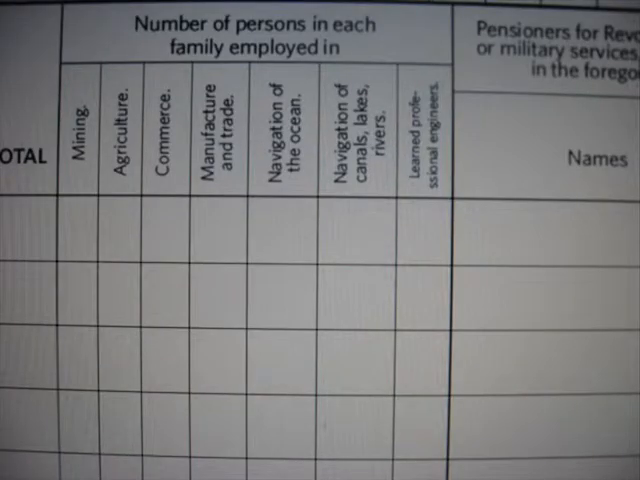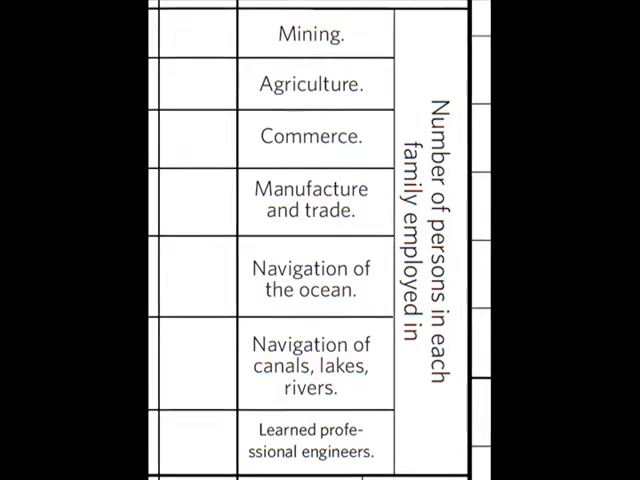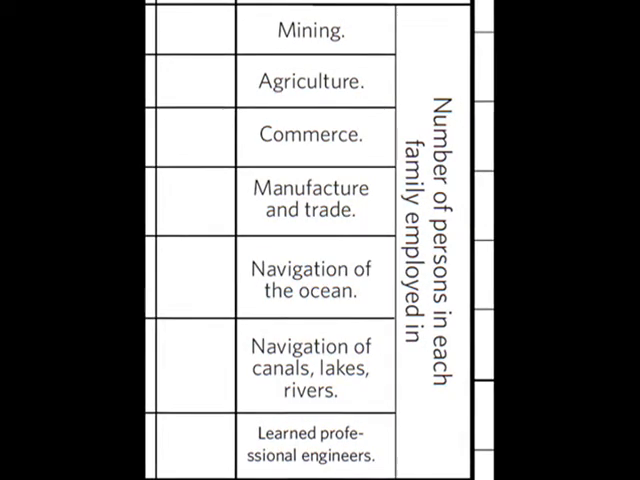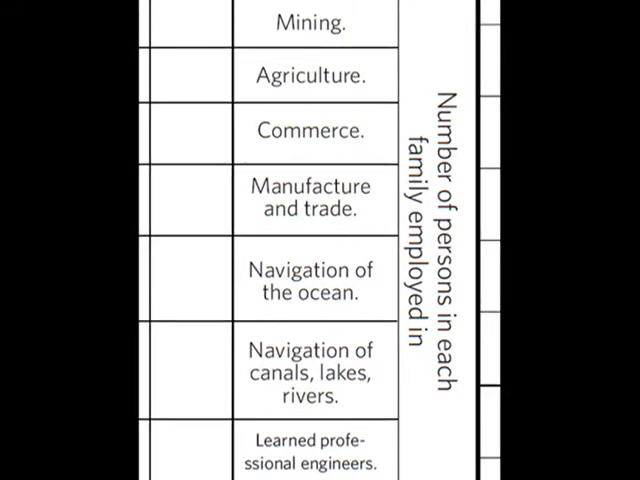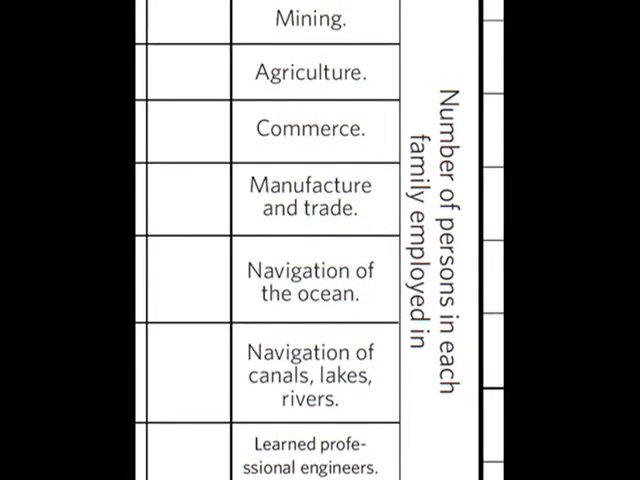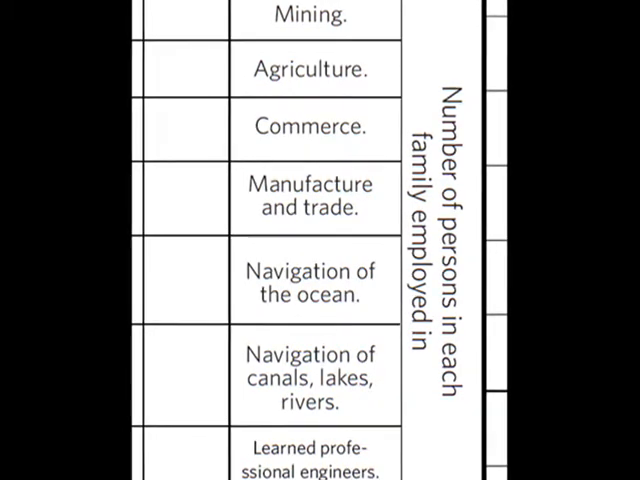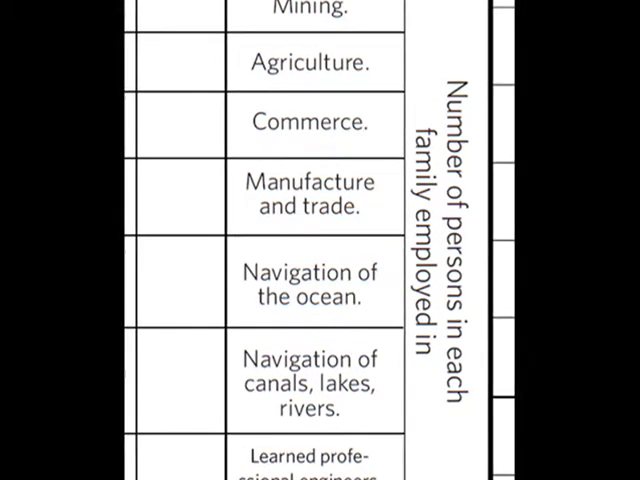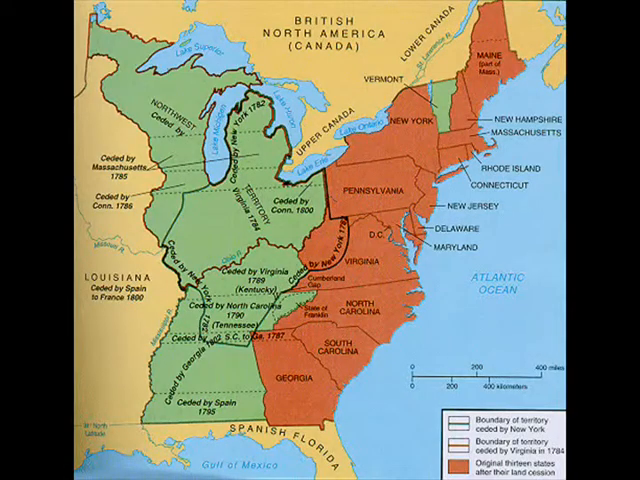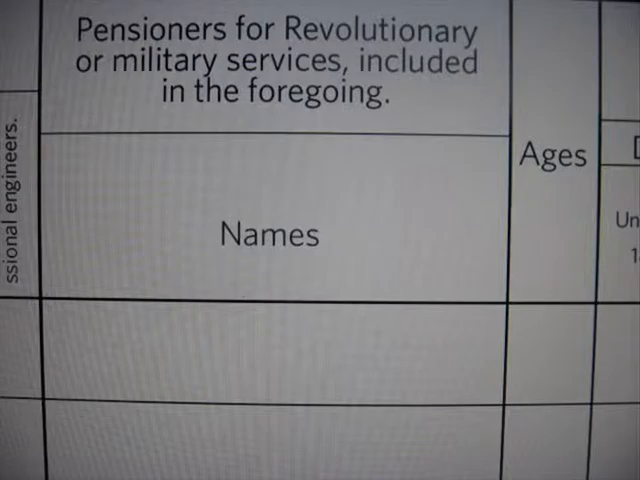Instead of listing occupations individually, the industry in which the head of household worked was noted in a variety of categories. Rotating the form, these categories are noted: mining, agriculture, commerce, manufacture and trade, navigating the ocean, navigation of canals, lakes, or rivers, and those who worked as professional engineers. Of interest to many who have ancestors from territories that were the 13 original colonies are the notations that were made for those who were pensioners from the American Revolution.